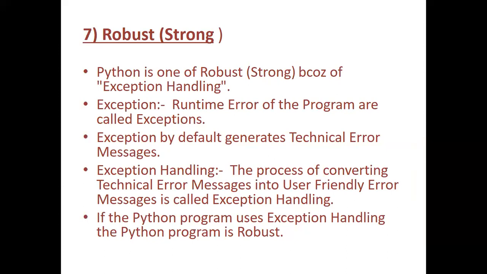Why is it robust? Because of its exception handling. What are exceptions? Exceptions are runtime errors. Whenever we run the program, we may get exceptions, we get errors. Exceptions by default generate technical error messages, and handling those exceptions and converting those technical error messages into user-friendly error messages is called exception handling. Python programs use exception handling, so that is why it is a robust language.